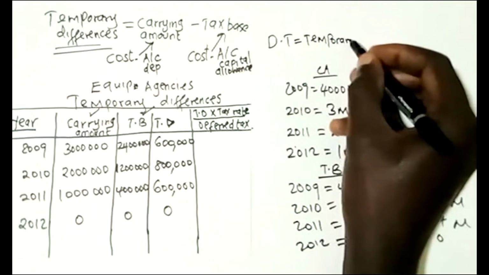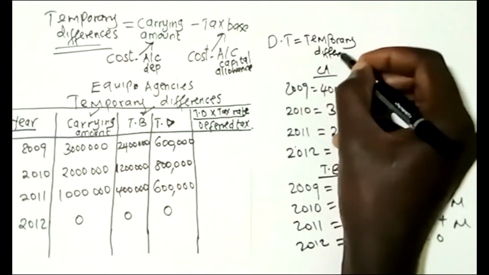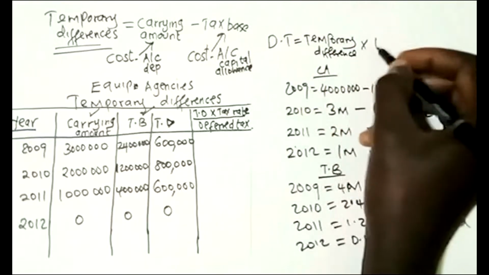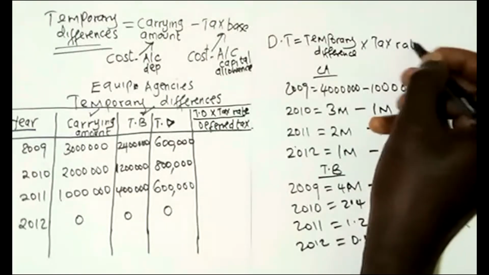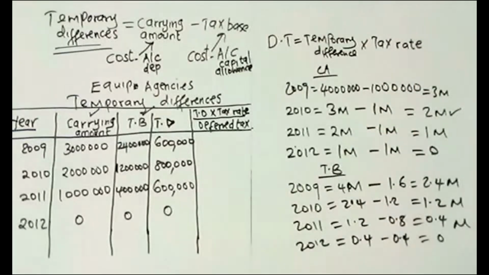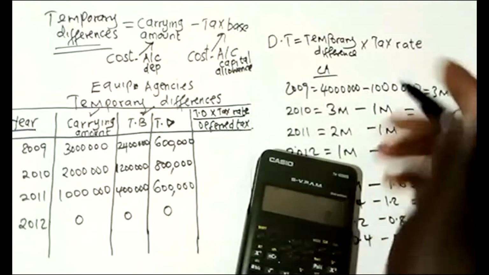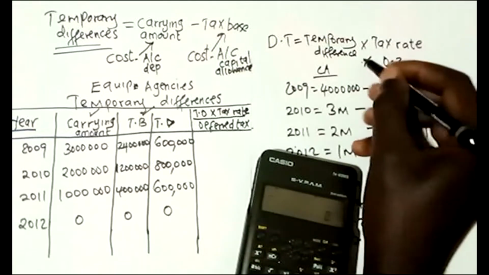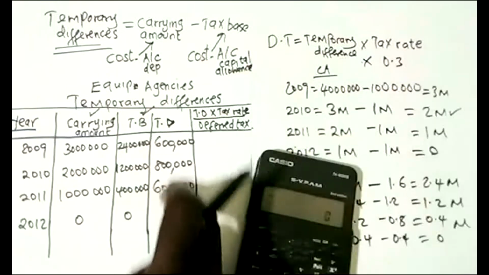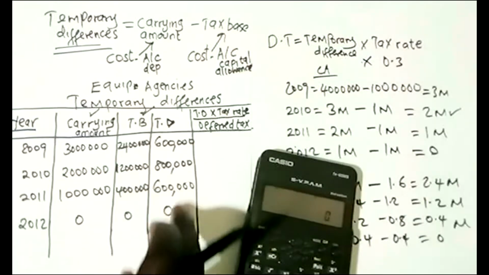We have the temporary difference. We multiply with the tax rate. So the tax rate was 0.3. So under the temporary differences, you have them now. These are the ones which are in this column.